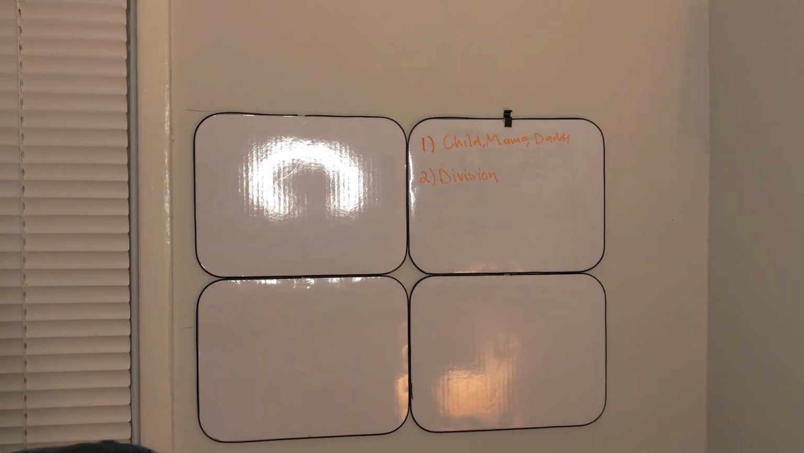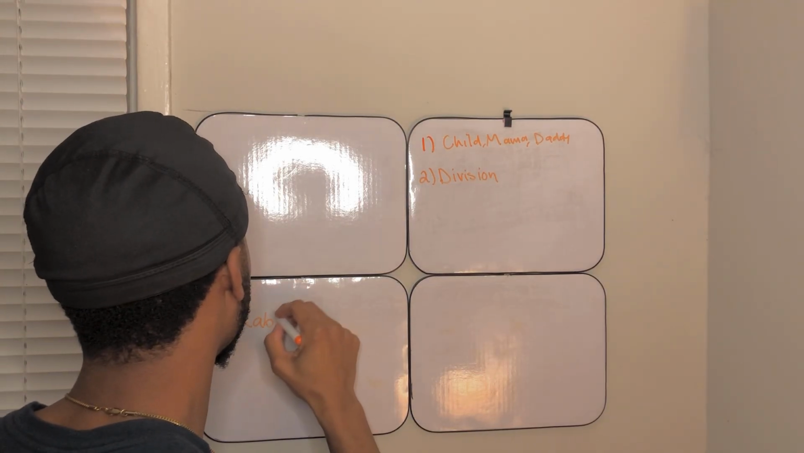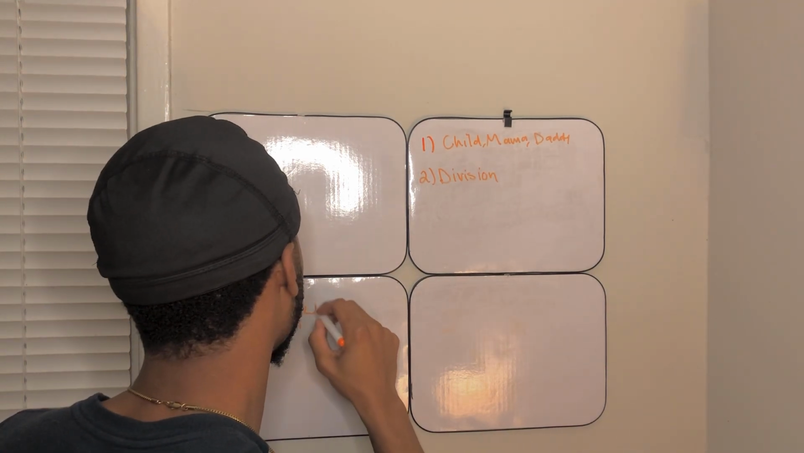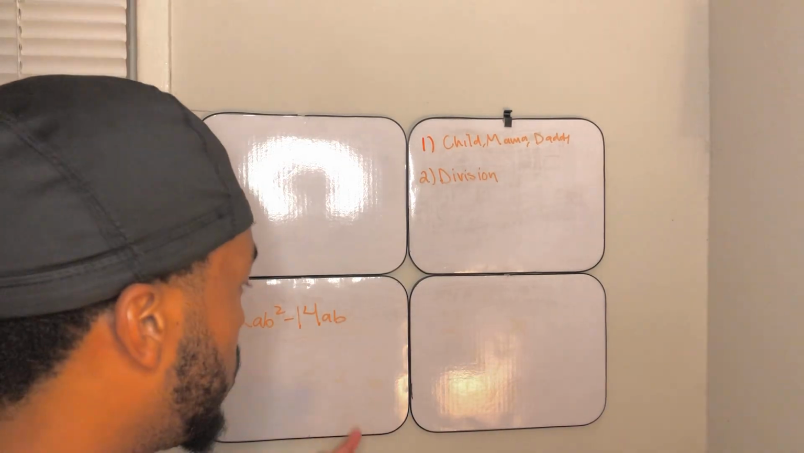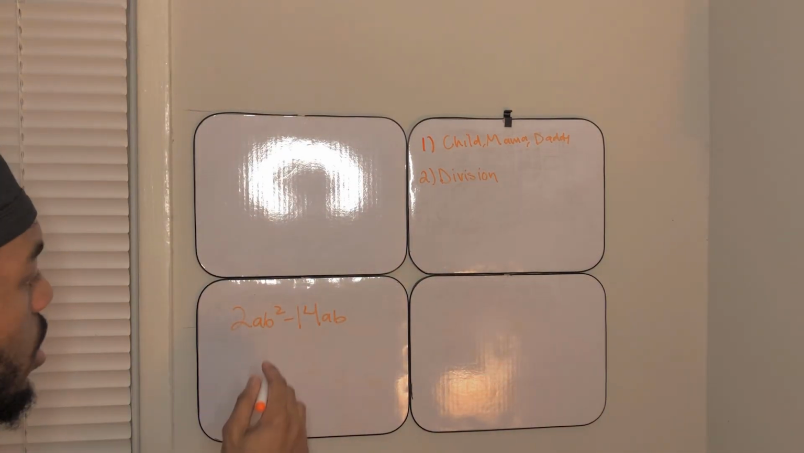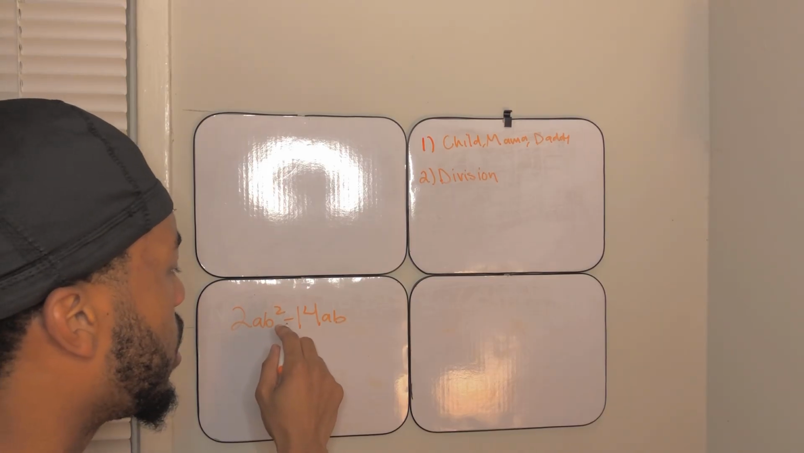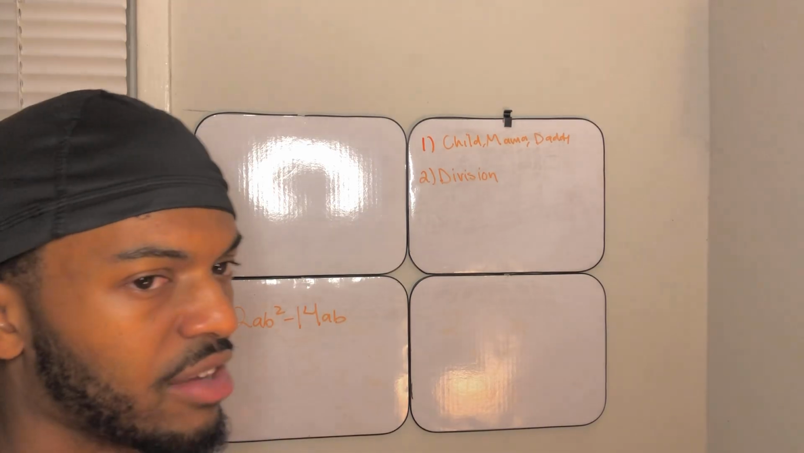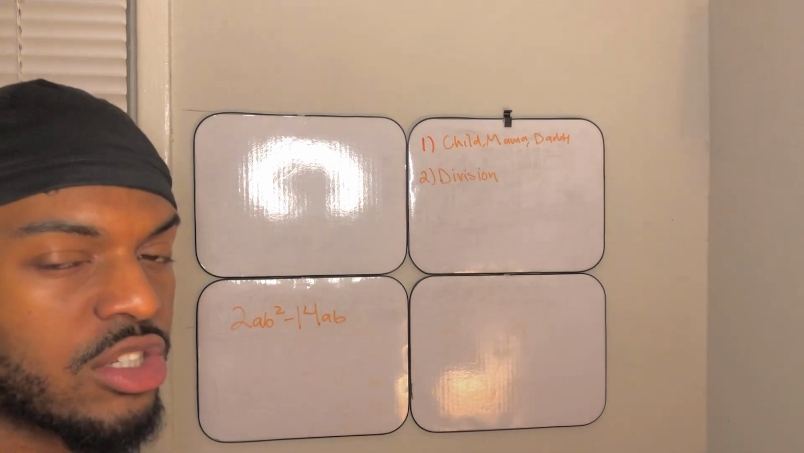First, we're about to start factoring. So we've got 2ab squared minus 14ab. It looks like a lot, but it's really not. The first thing I'm going to do is keep in mind this subtraction sign. This separates everything. Addition and subtraction signs separate everything, each term.